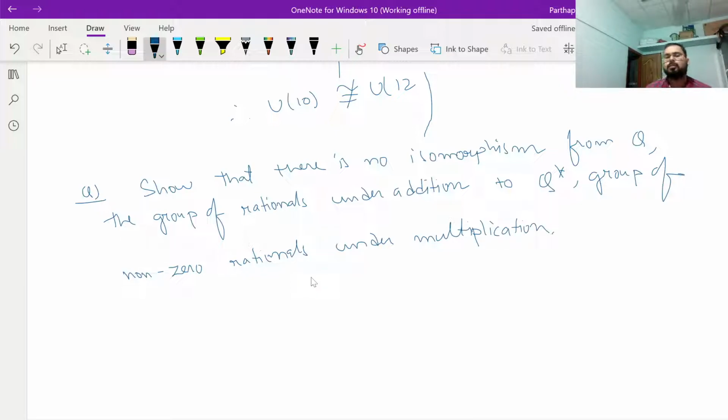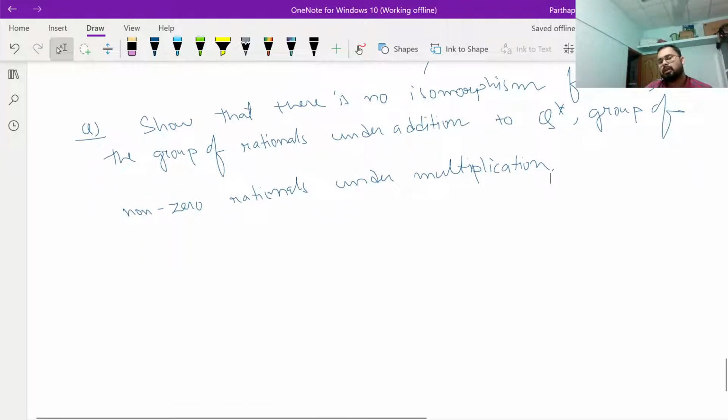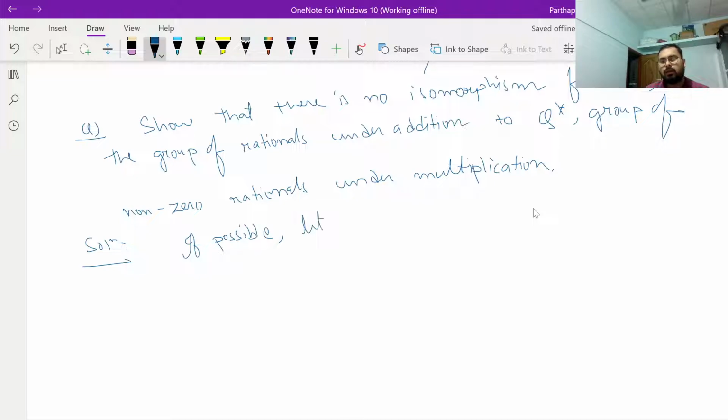Okay, so we have to show that between Q and Q star there is no isomorphism. What is Q? Q is the group of rational numbers under addition, and Q star is the group of all non-zero rational numbers under multiplication. So let us solve it. If possible, let there be an isomorphism. If possible, let phi from Q to Q star be an isomorphism.